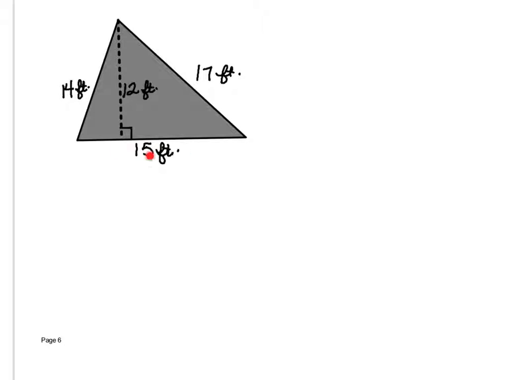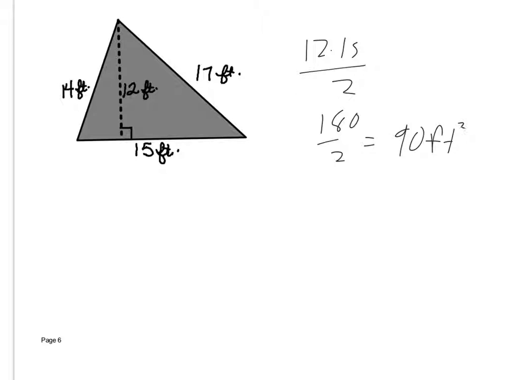Alright, here's another triangle. My base would be 15 and my height would be 12 because they touch the right angle. They're going to give you extra sides that you don't need. 14, 17, if you use them, it won't work. You won't get the right answer. You have to take the base times the height. So we take 12 times 15. We divide it by 2. 180 divided by 2 is 90. It's a square unit, so it's feet squared, and there's your answer.